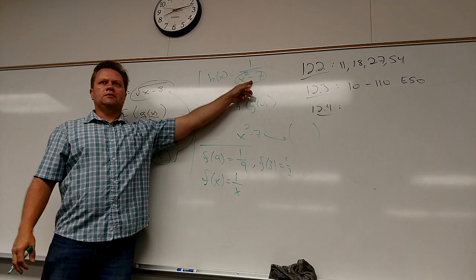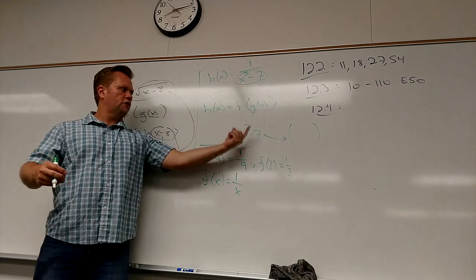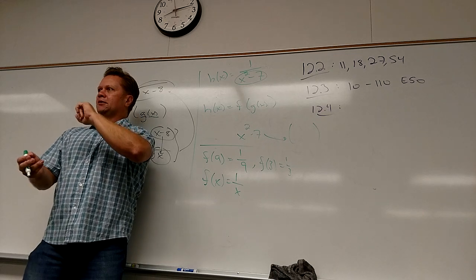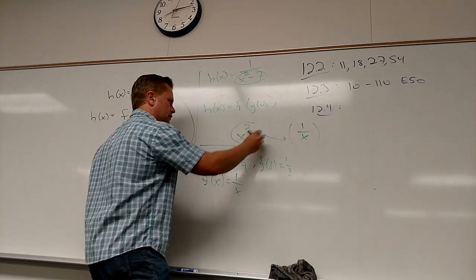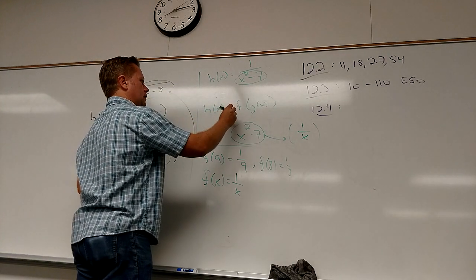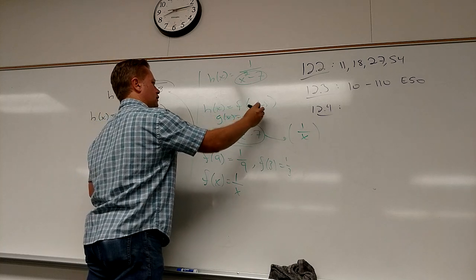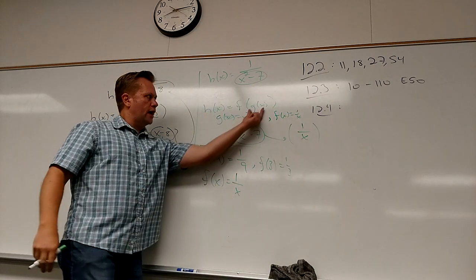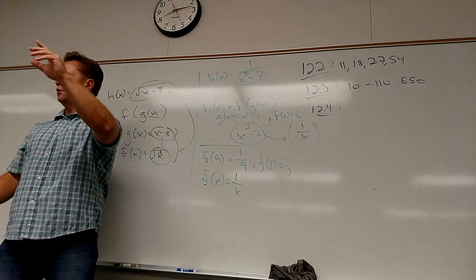h of x is this. What is it made of? It's made of x squared minus 7. That's the g function. x squared minus 7 was put into what? 1 over x. If you put that in here, don't you get this? Yeah. So that means that the answer would be g of x is x squared minus 7, and f of x is 1 over x. They took that and they put it in this one. That's all those are about.